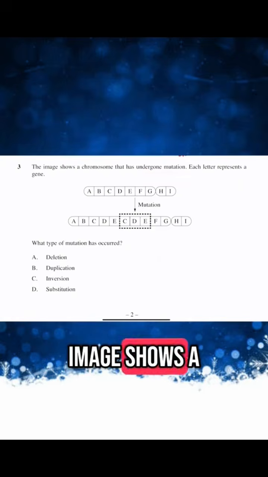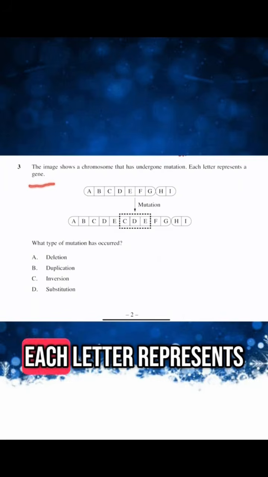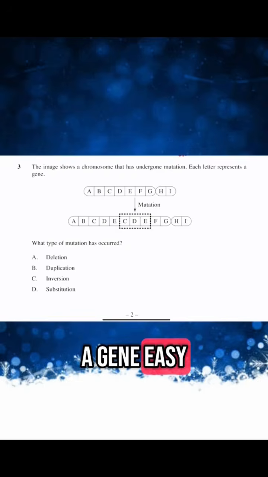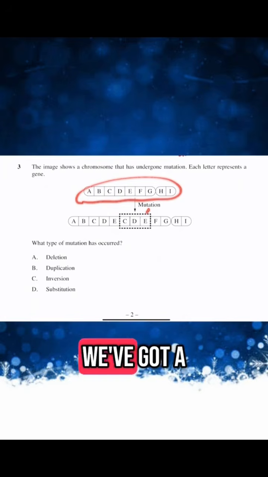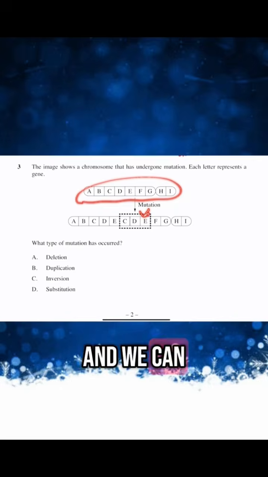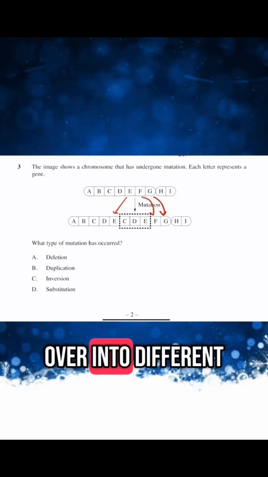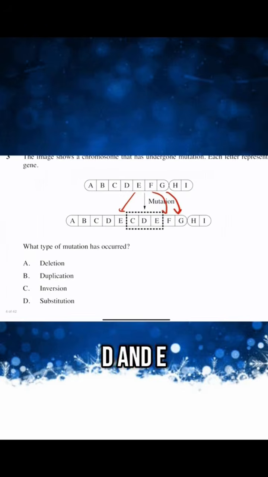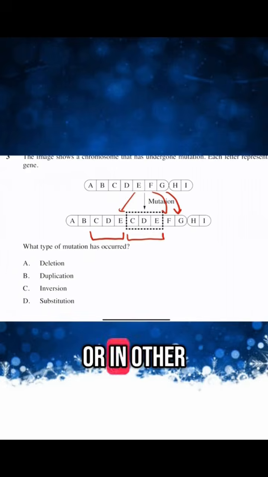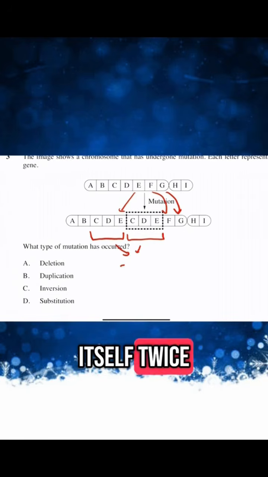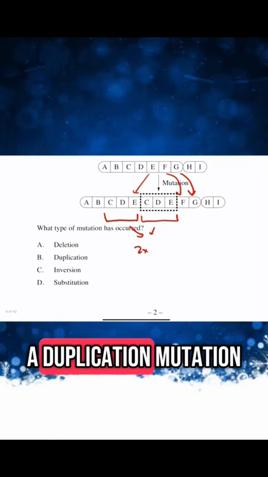Question 3, the image shows a chromosome that's undergone mutation. Each letter represents a gene. Easy. So looking at the mutation, we've got a few letters here, and we can see that D, F, and G have been switched over into different spots because C, D, and E are in the middle. Looking at it closer, you can see that C, D, and E has occurred twice, or in other words, it's repeated itself twice. This means it's a duplication mutation.